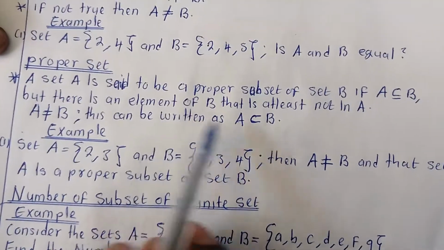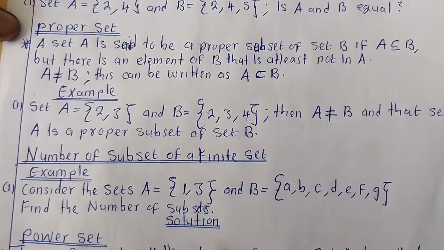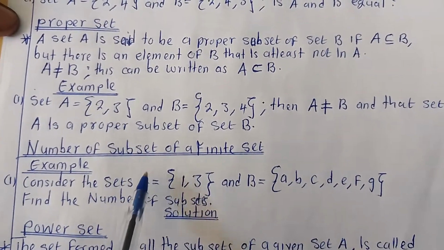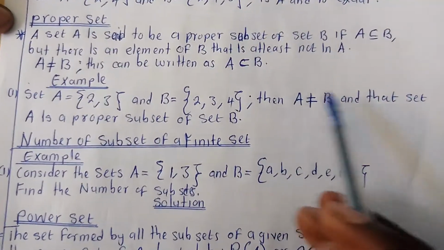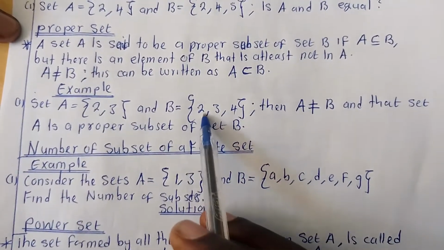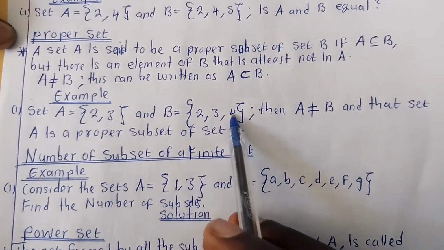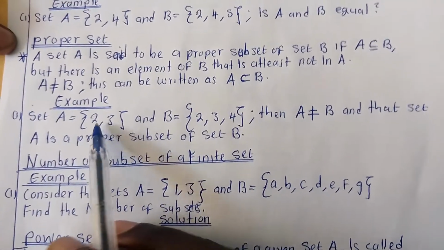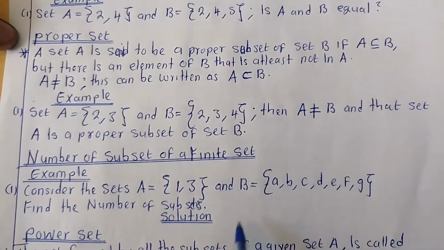This can also be written in this form. Hope you are able to get and understand. Now, set A is equal to this set and B is equal to this set. Then A is not equal to B, because we have 2, we have 2, we have 3, we have 3, but in here we have 4, and we don't have a 4 in here. Therefore, A is a proper subset of B, but A is not equal to B.